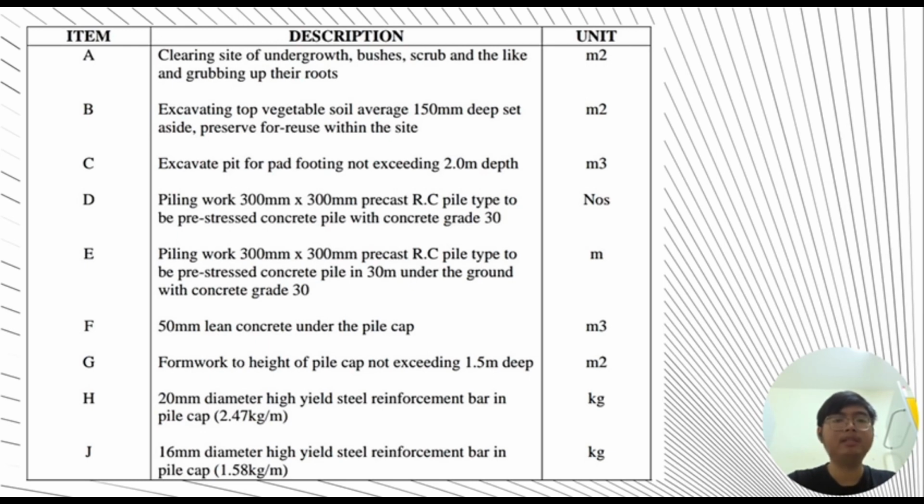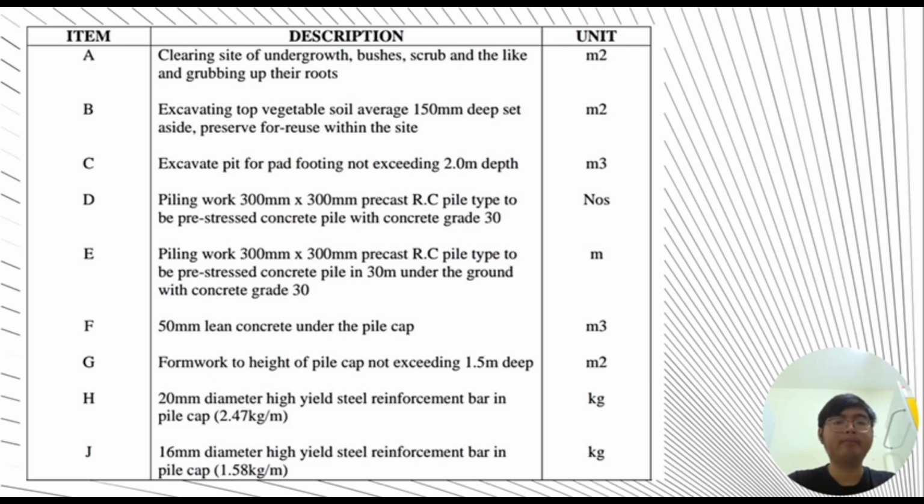Next, for item C is excavate pit for pad footing, not exceeding 2 meter depth. Next is item C, which is piling work for 300 millimeter precast RC pile type to be pre-stressed concrete pile with concrete grade D. Next is for piling work, item E, piling work of 300 millimeters precast RC pile type to be pre-stressed concrete pile in 30 meter under the ground with concrete grade D.